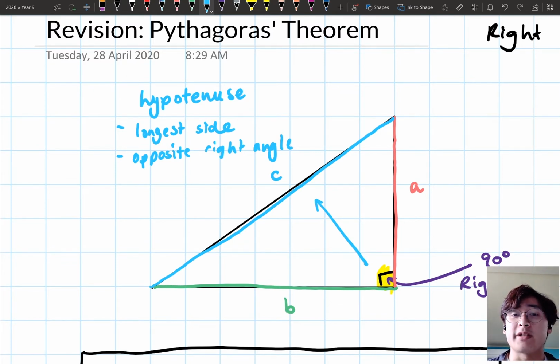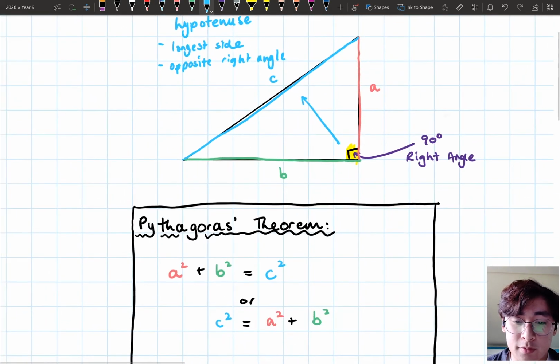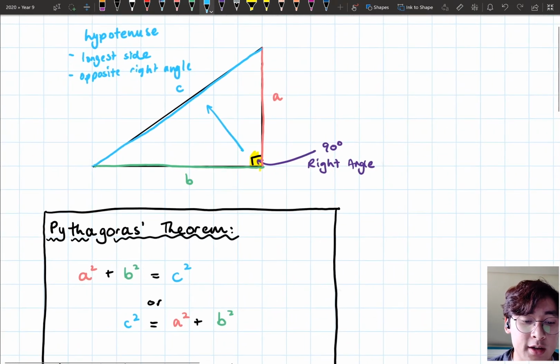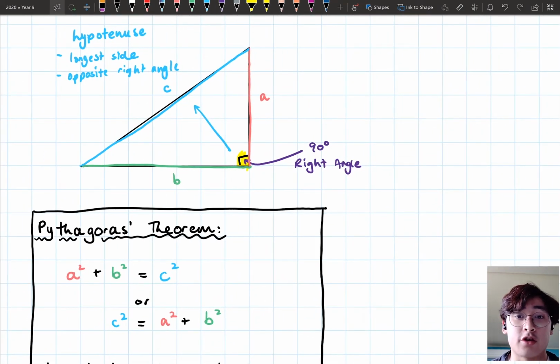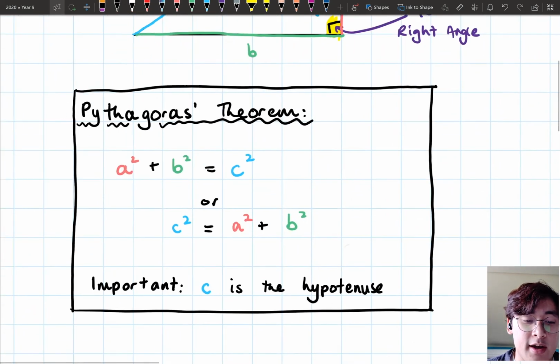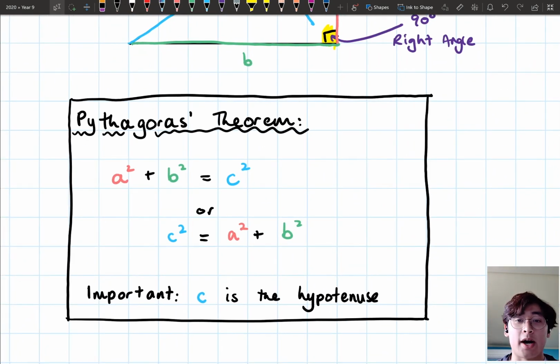Now Pythagoras' theorem tells me there's a relationship between the three sides of this triangle, and this is what it is. I'm going to scroll down so we can see it. Pythagoras' theorem tells me that if I find the square of the length of the two shorter sides and I add them together, that will get me the square of the longest side. So that's what I've written down here: A squared plus B squared is equal to C squared, the square of the longest side.